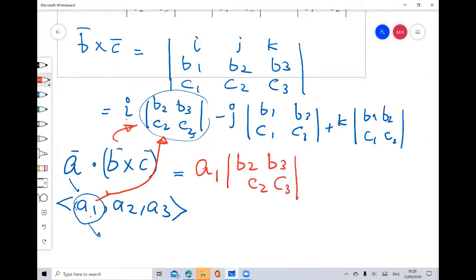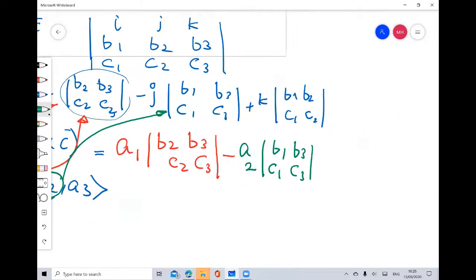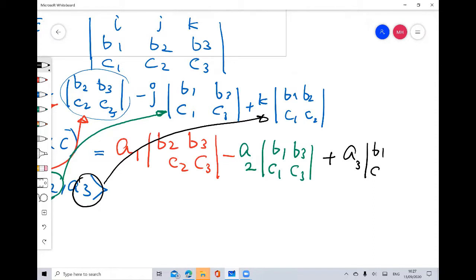You got the idea? For the other term, with the minus, I multiply corresponding components too. So I multiply A2 by the component in the y direction, and I'll have A2 times B1, C1, B3, C3. For the third, I multiply A3 by the third component, and I'll obtain plus A3 times B1, C1, B2, C2.